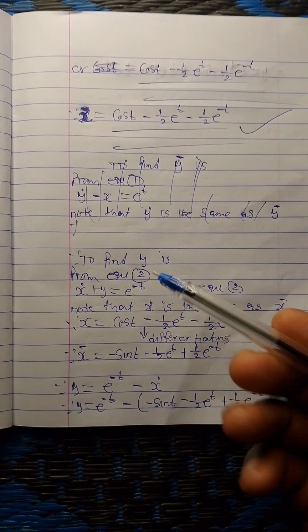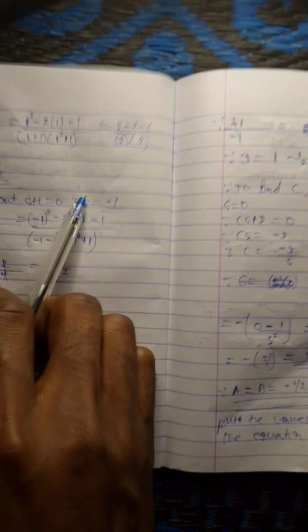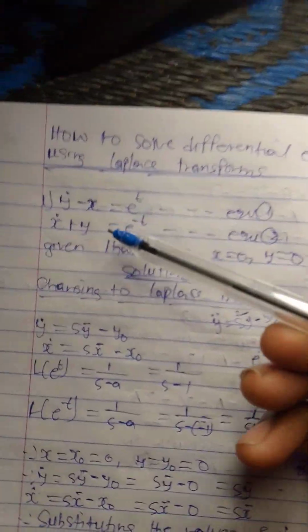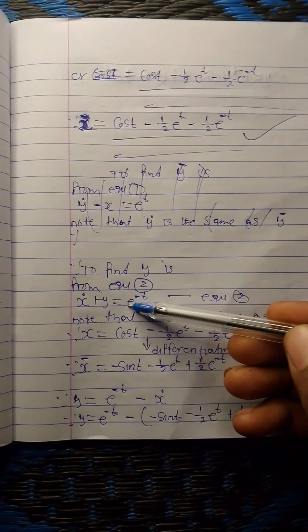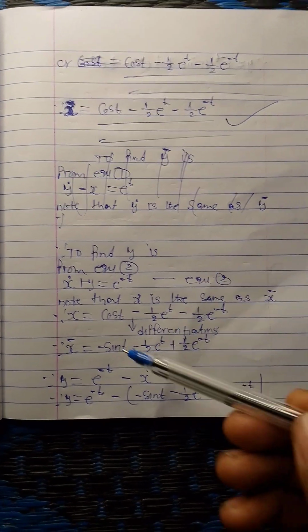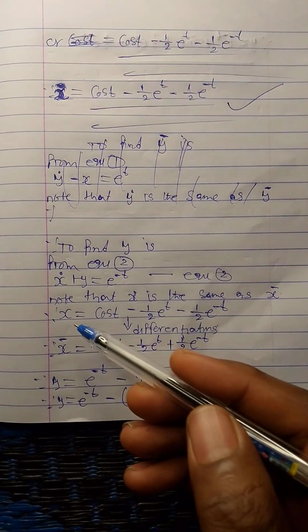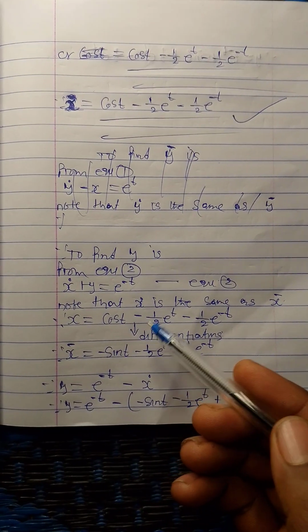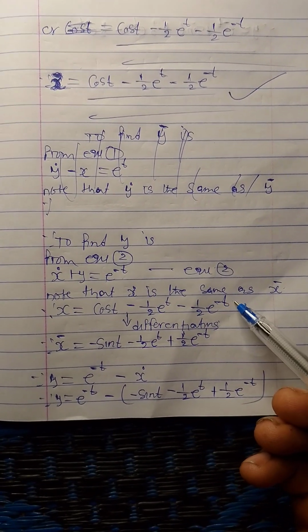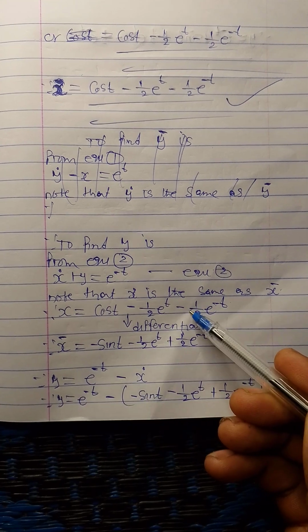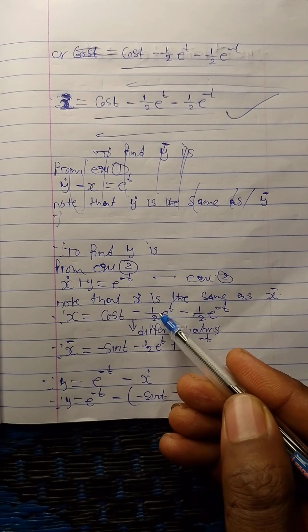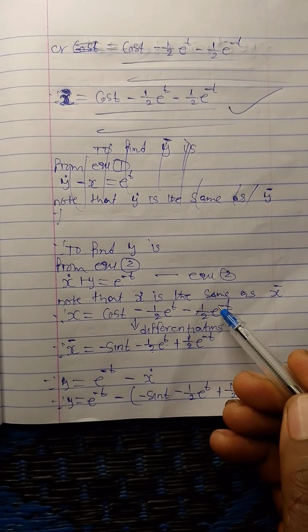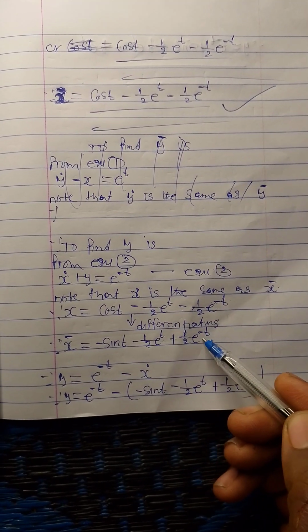To find the value for y, we use equation 2. So from equation 2, we have that x dot plus y is equal to e raised to minus t. Know that x dot is the same as x prime. So I know that the value for x was cos t minus half e raised to t minus half e raised to minus t. So differentiating this with respect to t, x prime will be equal to: differentiate cos t is minus sin t; differentiate minus half e raised to t is minus half e raised to t; differentiate minus half e raised to minus t, minus come down, becomes plus half e raised to minus t.